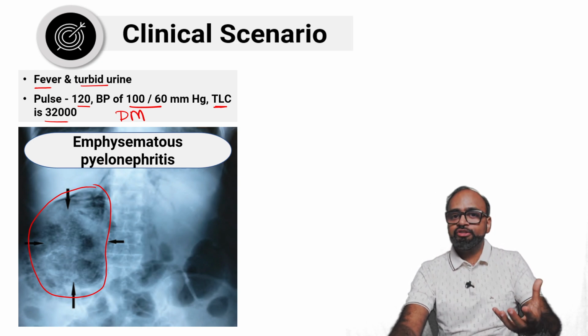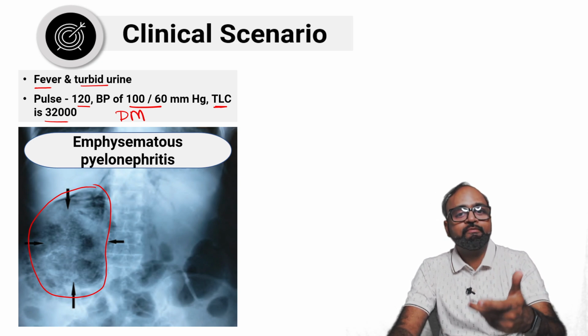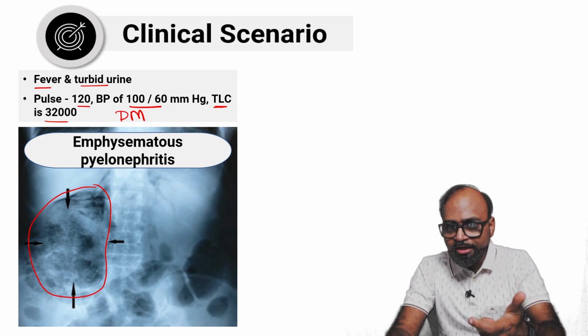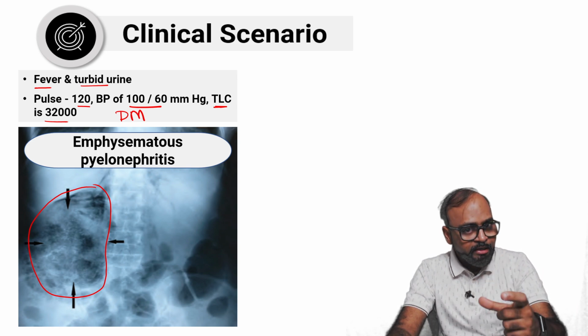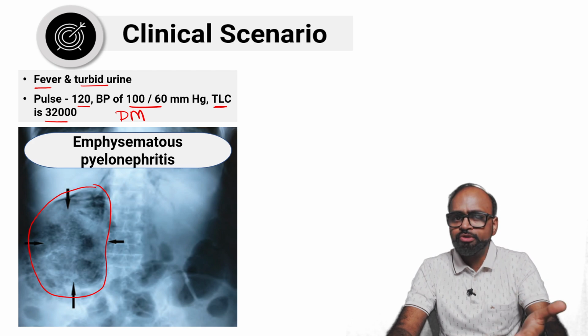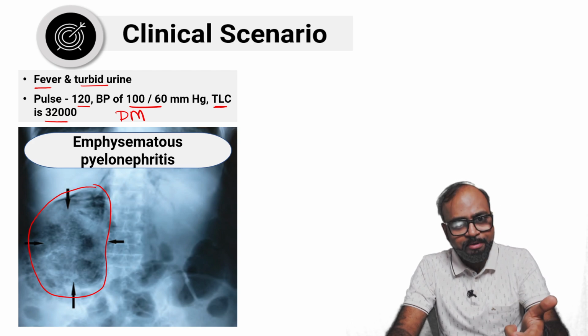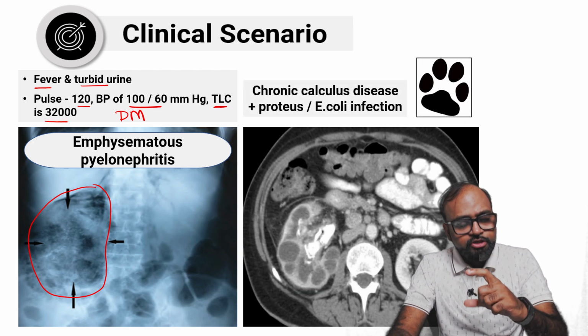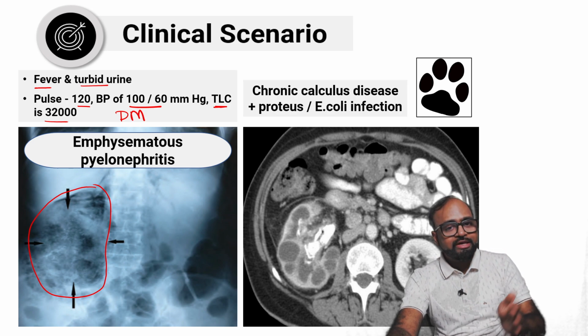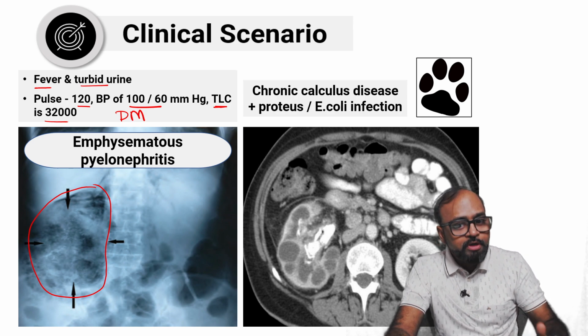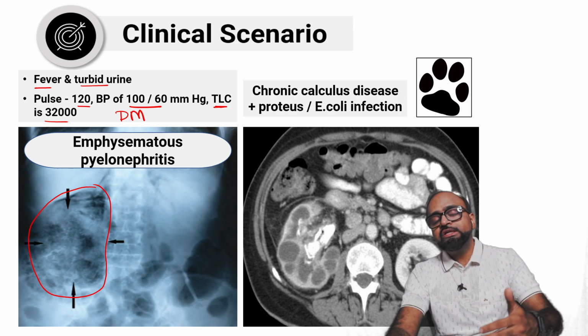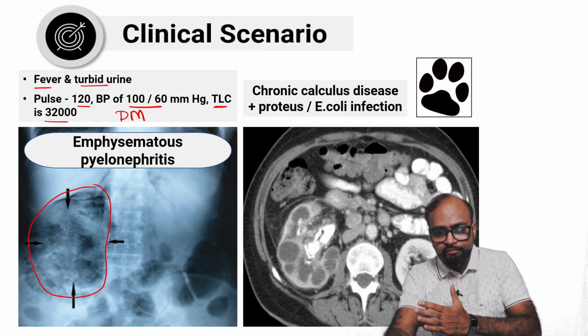If you see air in the region of any organ, say the gallbladder, it is emphysematous cholecystitis; urinary bladder, emphysematous cystitis; kidney, emphysematous pyelonephritis, usually seen in immunocompromised patients, mainly diabetics. Another specific infection is one caused by chronic calculus disease and a superimposed Proteus or E. coli infection, a prolonged low grade infection.